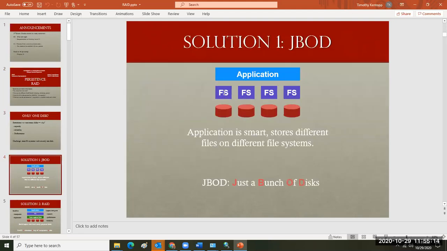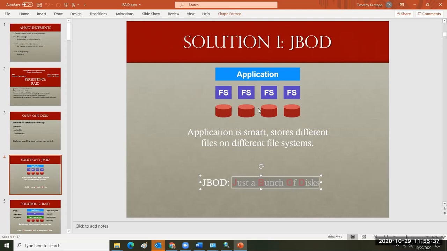What you're doing is taking file system reads and writes. All right, so JBOD. It's important to access the PowerPoints from the module. And then basically you have all of these terms, right? So just a bunch of disks, JBOD.